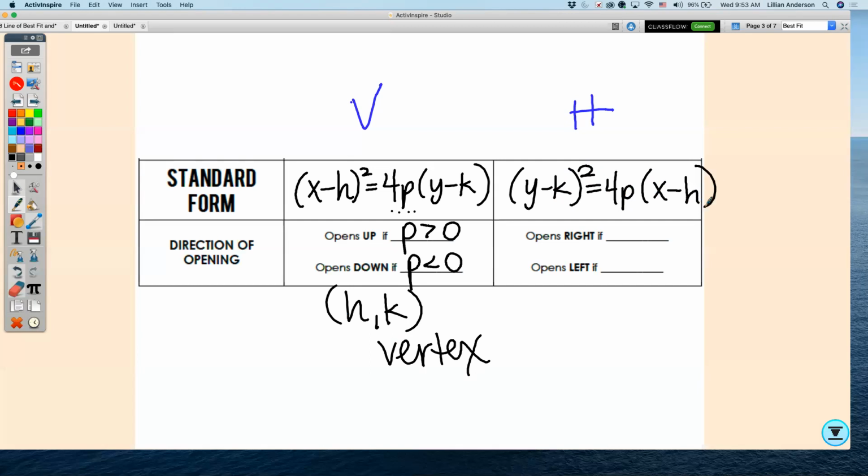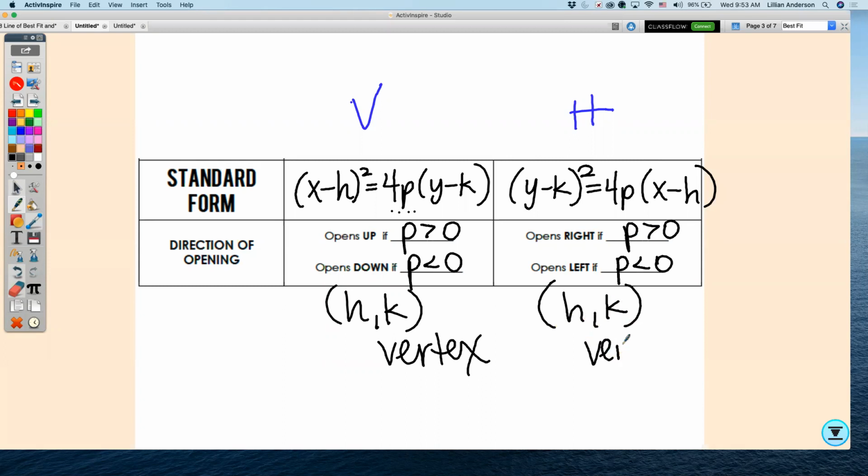And you guys have that reference sheet at the beginning of the packet that has those standard forms in there, okay? It'll open to the right if p is greater than 0. It will open to the left if p is less than 0. Notice the differences. X's are squared when it's vertical, Y's are squared when it's horizontal. Still, HK is the vertex.